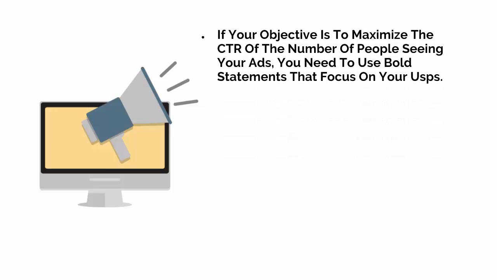If your objective is to maximize the CTR or the number of people seeing your ads, then you need to use bold statements that focus on your USPs. USPs, of course, are unique selling points, and these are the things that you're offering through your product. Is your line of t-shirts the best possible quality for the price? Then that's what you want to say. Does your app make it much easier to organize notes? Then focus on that.